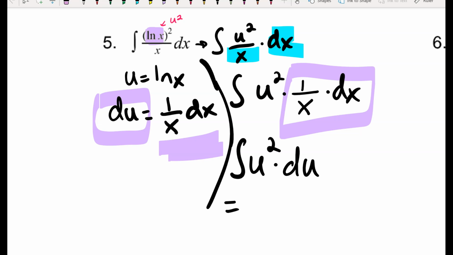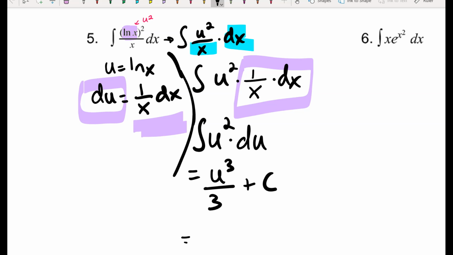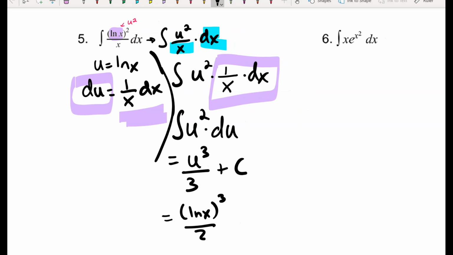So remember the reverse power rule. I'm going to add 1 to the exponent and divide by it, plus some constant that I don't know. And I'm just going to replace what u is, right? U is ln of x. So I'm left with ln of x cubed plus c is my final answer there.